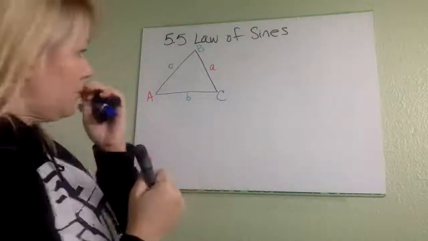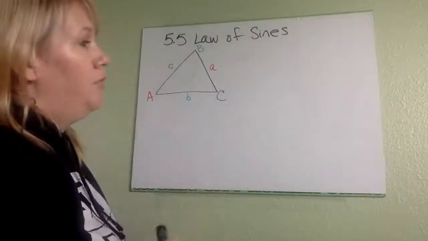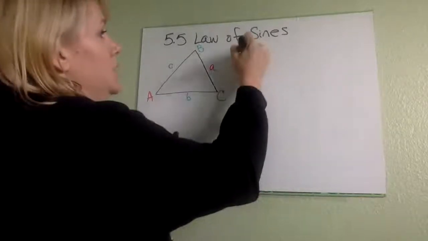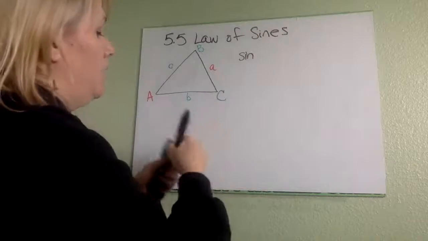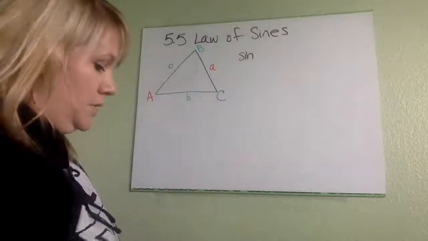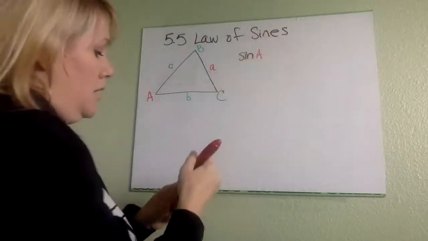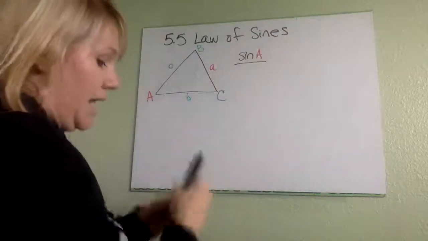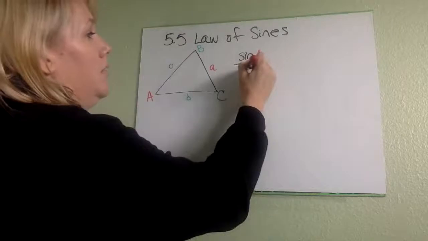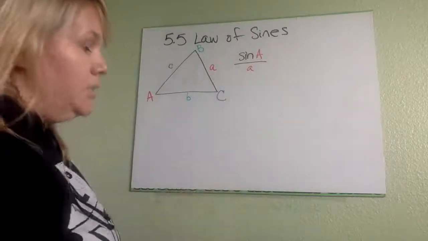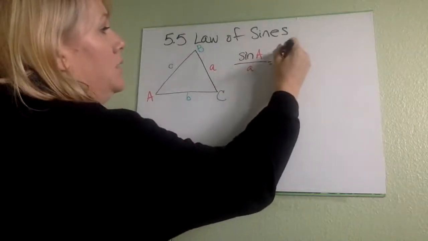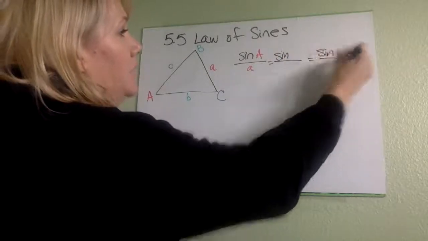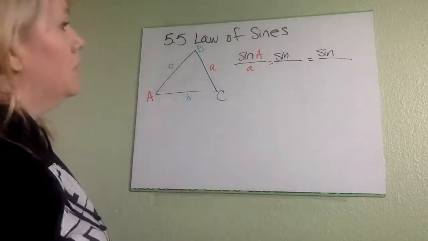So that's the case. So how do we solve for the missing pieces? We have what is called the law of sines, and it works every time. So the sine of angle A divided by side a is always going to be equal to the sine of angle B over side b and the sine of angle C over side c.